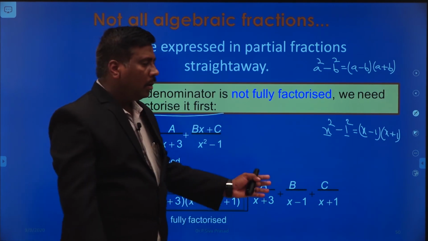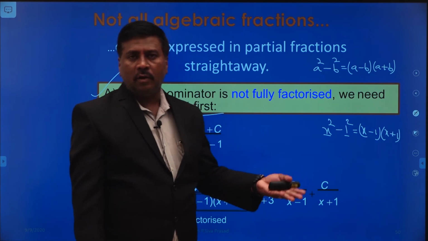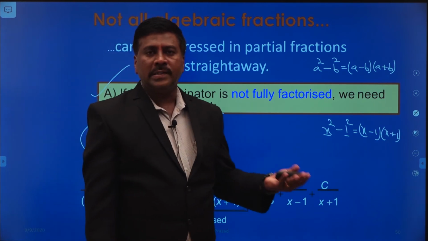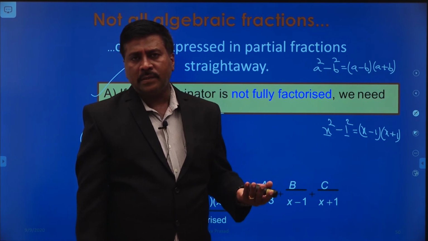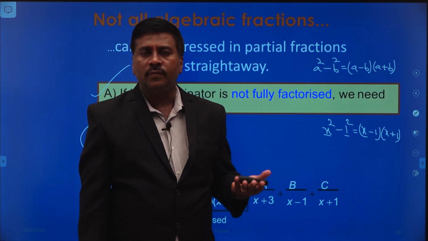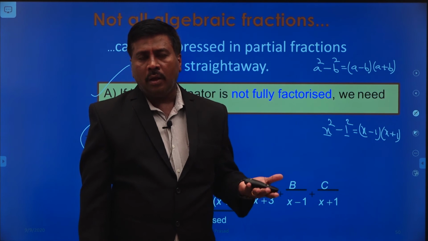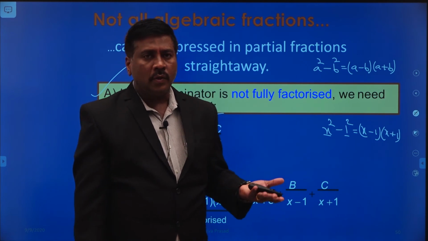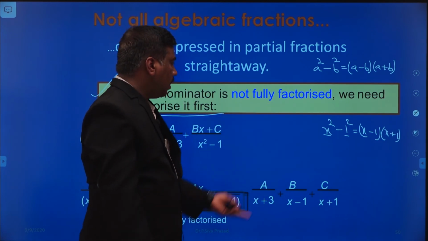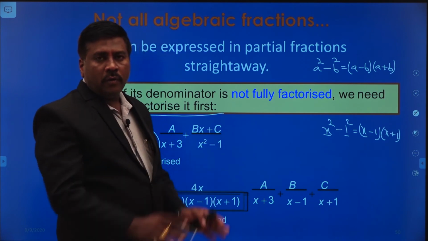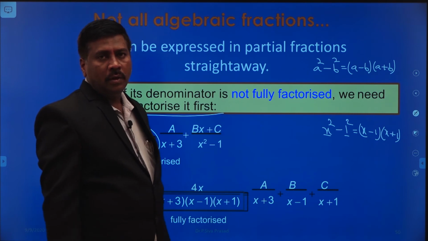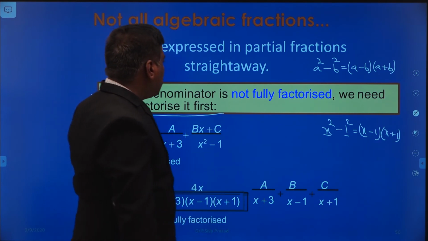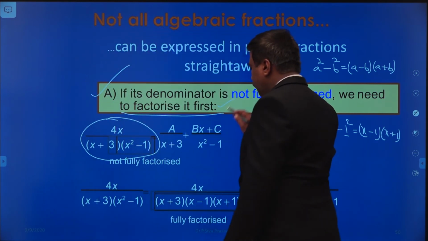Whatever formulas you learned in the previous classes in algebra, that is a plus b whole square, a minus b whole square, a square minus b square, and a cube minus b cube. These formulas are learned in the lower classes. By using those formulas, we resolve into the factors. If the problems are given like that, we need to factorize first.